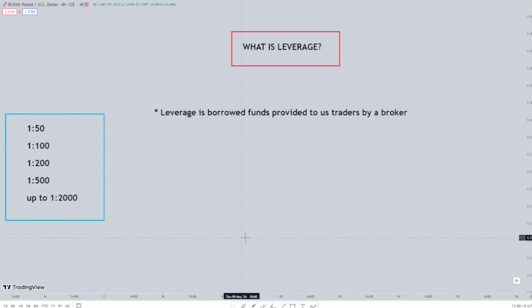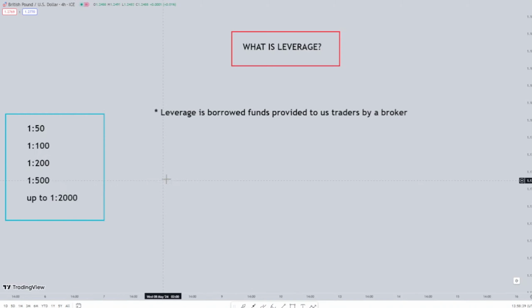So first things first, what is leverage? Leverage is borrowed funds provided to us traders by a broker. We have leverage of 1:50, 1:100, 1:200, 1:500. And some brokers offer leverage of up to 1:2000. Now, where do you find this leverage?